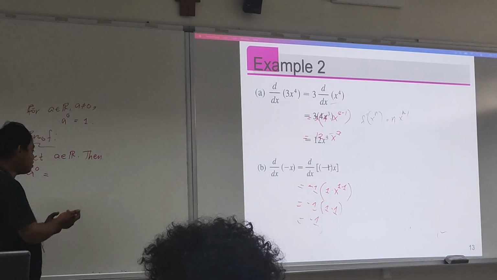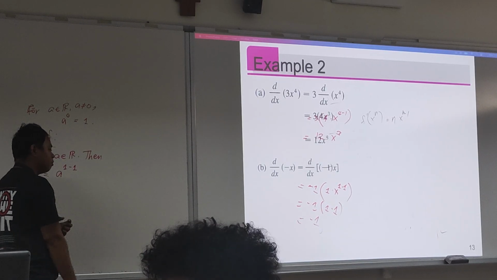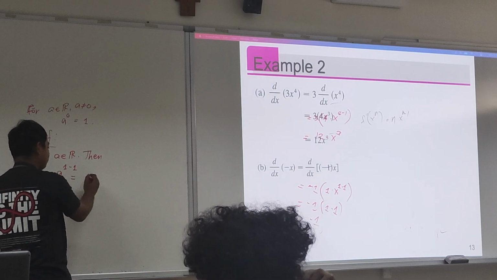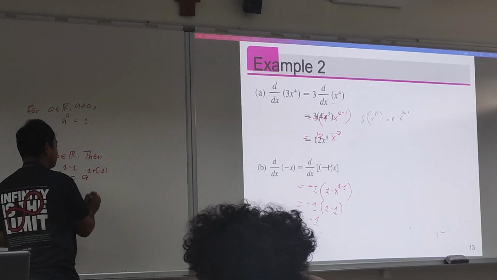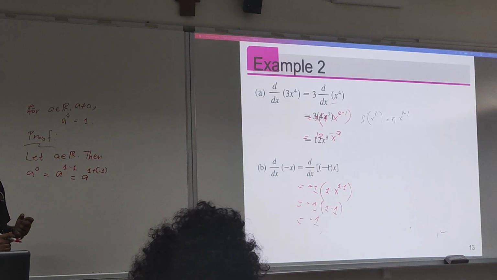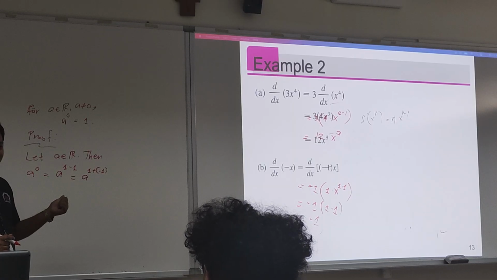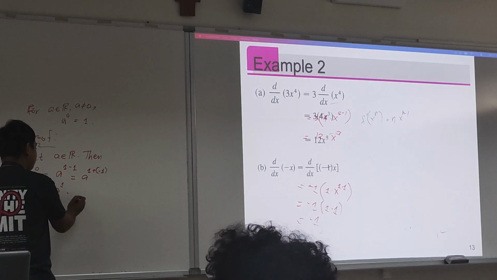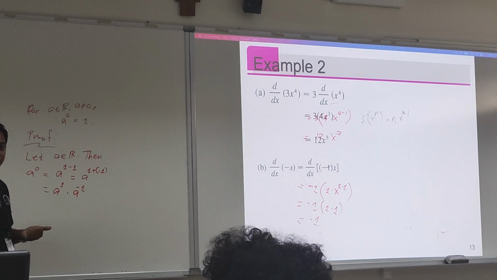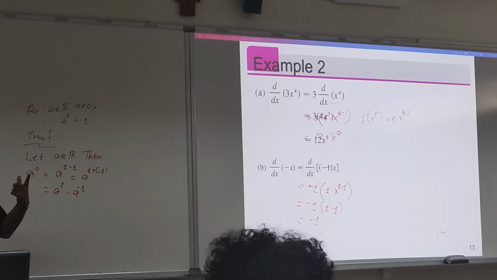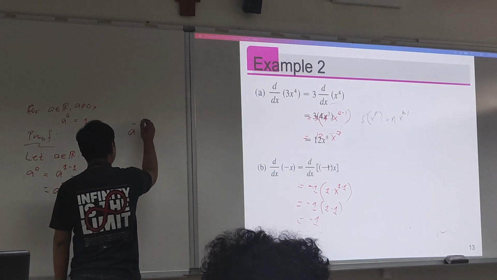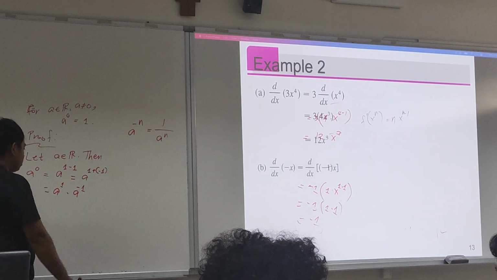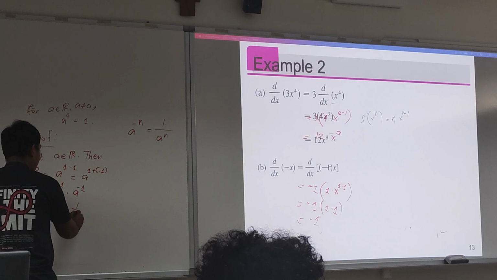So this is just the same as a raised to 1 minus 1. And this is just what? a raised to 1 plus negative 1, no? And this is just the product rule from your algebra. This is just a raised to 1 times a raised to negative 1. And a raised to negative n is just 1 over a raised to n, right? So here this is just a times 1 over a.